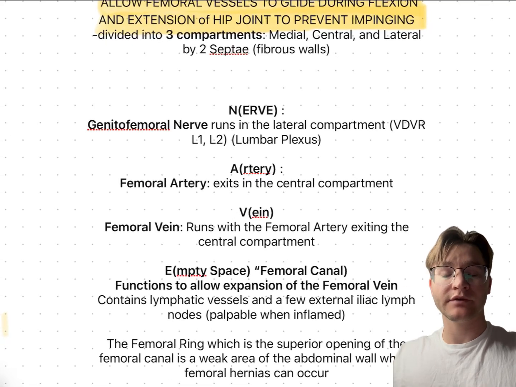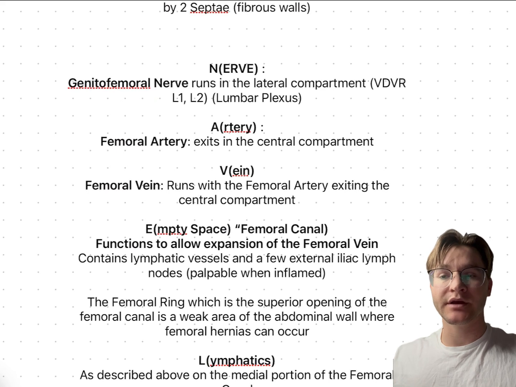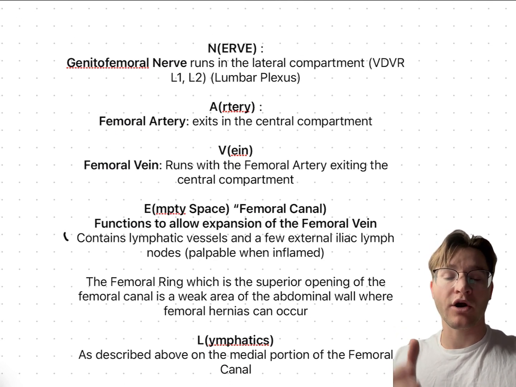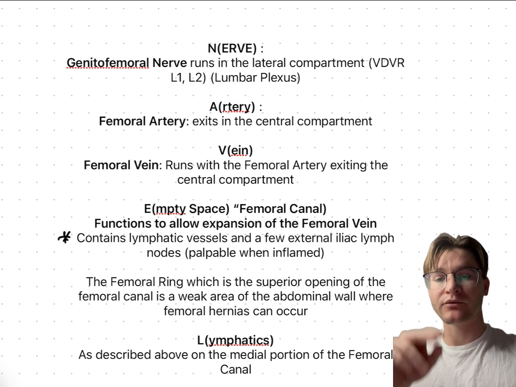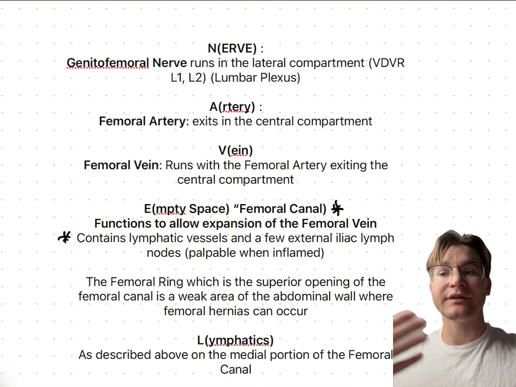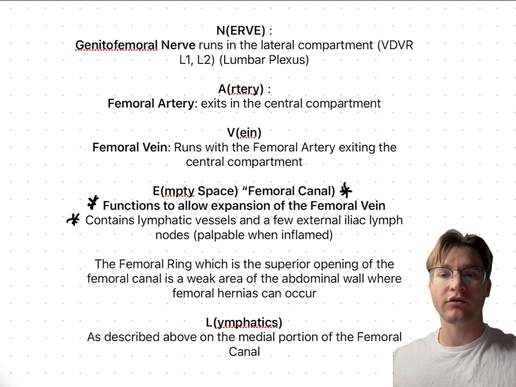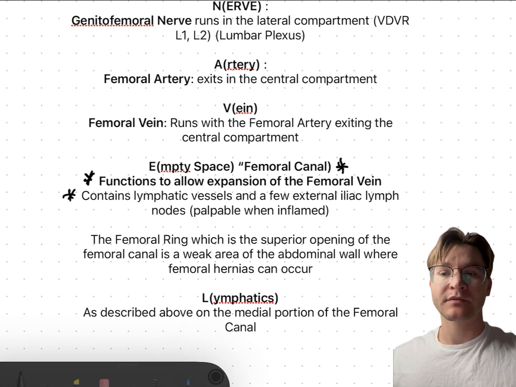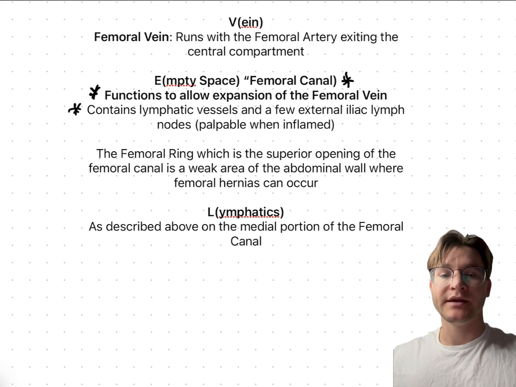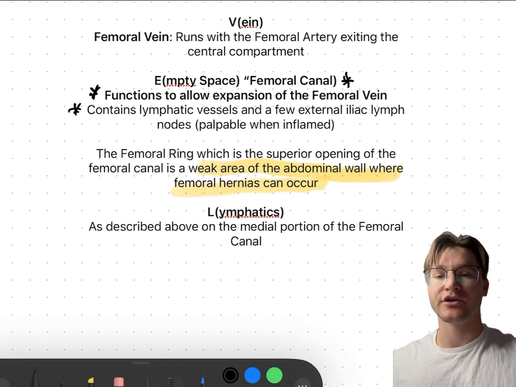So our first structure of the NAVeL is our genitofemoral nerve. It's 1, 2, kicking the nuts, L1, L2, and it comes off the lumbar plexus as well. We have our femoral artery and our femoral vein. They run very similarly. And then you have our empty space, but that's called our femoral canal. It functions to allow the expansion of the femoral vein, and it's extremely important. The femoral ring, which is a superior portion of the femoral canal, is a weak area of the abdominal wall where femoral hernias can occur.